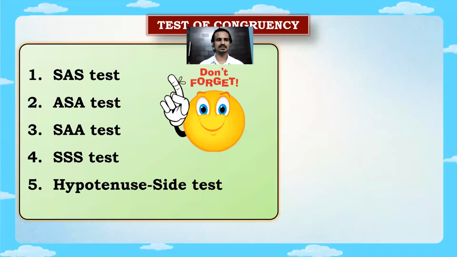So first, SAS. Second, ASA. Third, SAA. Fourth, SSS. All right, and last, hypotenuse side test. Fine. So we have already revised these tests. Now let us do the question.